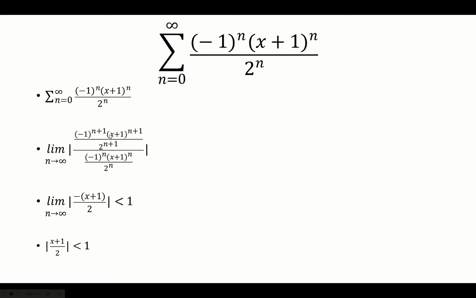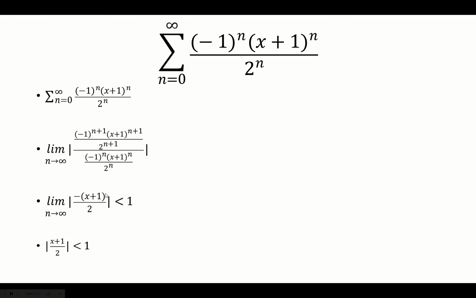So on the top here is the (n+1)th term divided by the nth term, and then take the absolute value. So (-1)^(n+1) over (-1)^n is -1. (x + 1)^(n+1) over (x + 1)^n is x + 1. And the 2's are going to cancel, so we're just left with 2. And we want that to be less than 1 because the ratio test says that this converges. The negative will go away because we're looking at the absolute value.